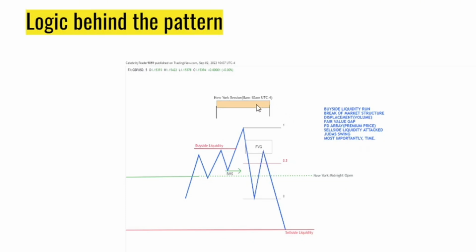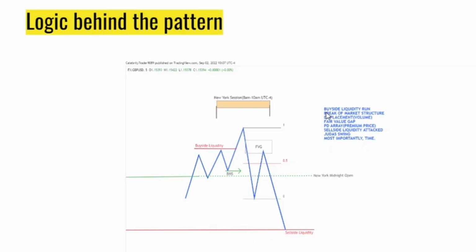Remember, I told you this chart is being built on logic here. So let's go inside and see what other logic makes this trade a high probability trade for you. Number one, there is a buy side liquidity that has been run. Don't ever forget that. If you are selling, you want to see buy side liquidity being taken out. If you are buying, you want to see sell side liquidity being taken out.